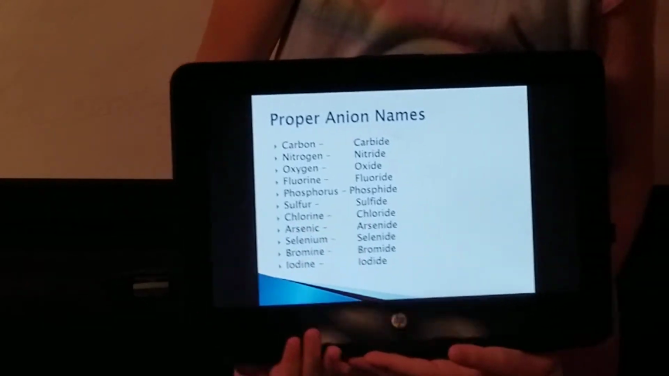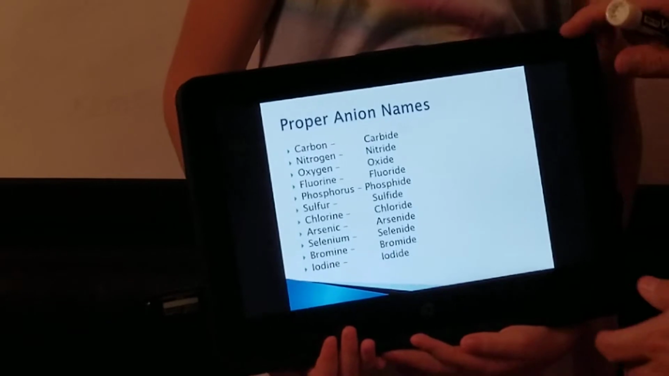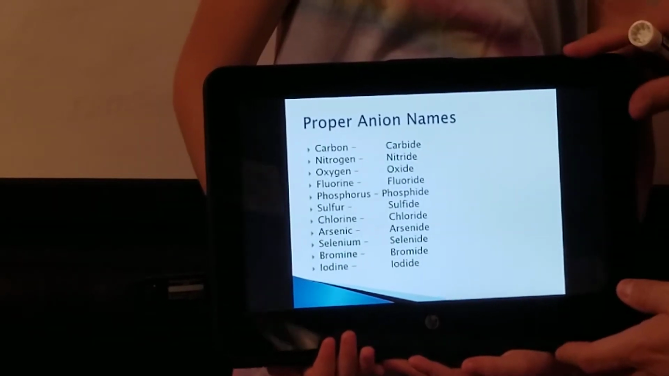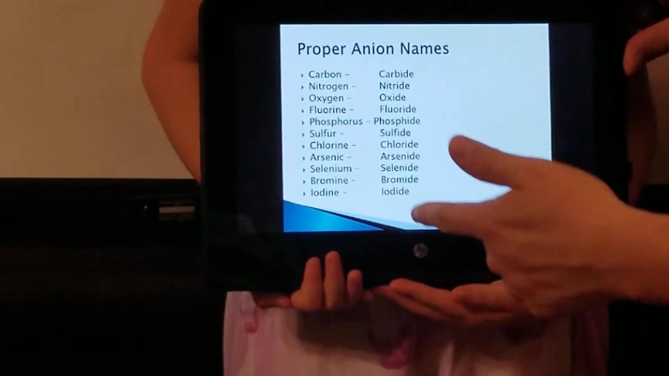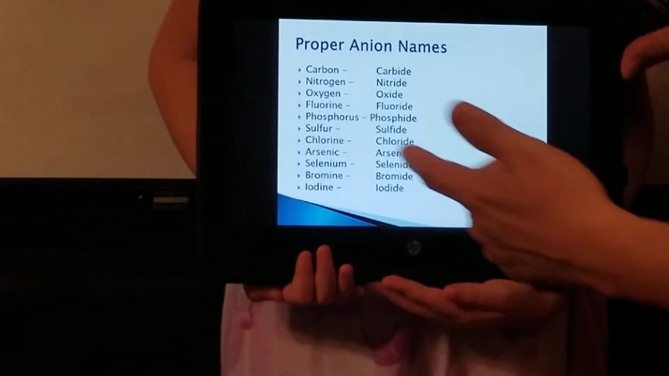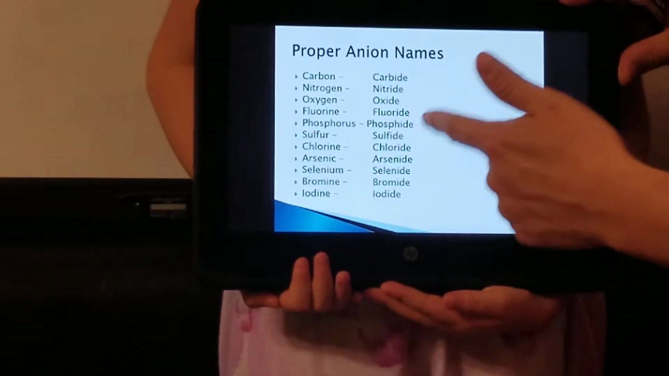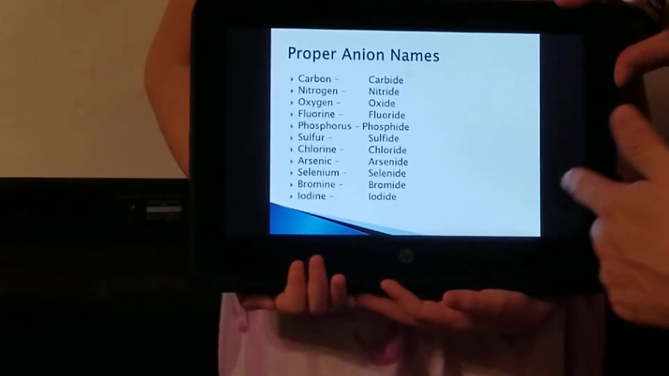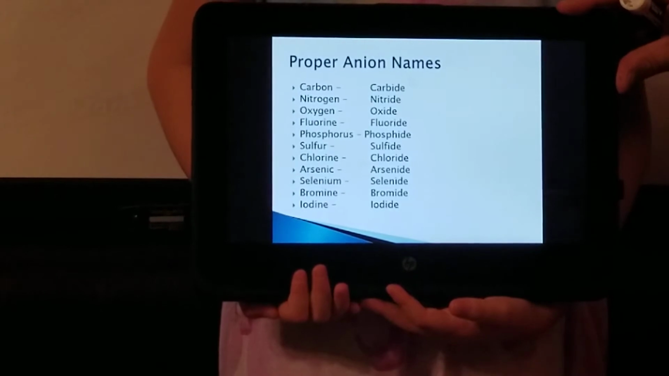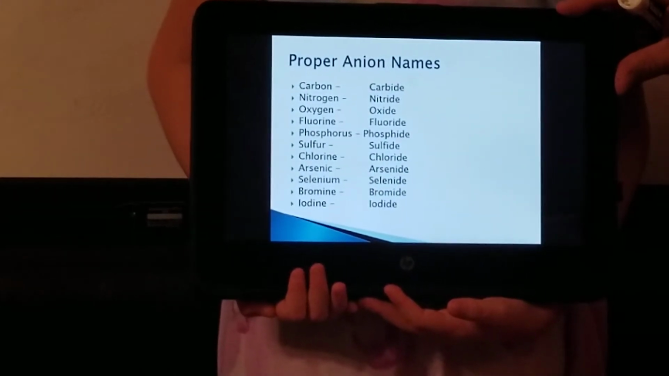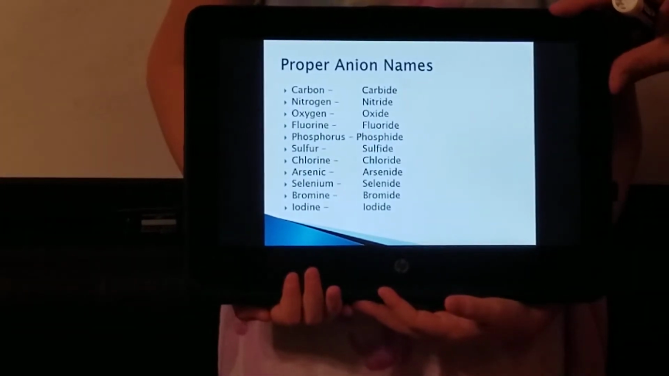A lot of students will ask me, how do you actually name these? Is it oxygenide? No, it's oxide. So I put a list up here so you know how they're actually named. Or phosphoride is another really common one I see sometimes. So you need to make sure that you know what the proper anion names are when you're naming these particular compounds. So carbide, nitride, oxide, fluoride, phosphide, sulfide, chloride, arsenide, selenide, bromide, and iodide. And I think that's all we'd have to get to. Those are basically our nonmetals, the ones that form anions.